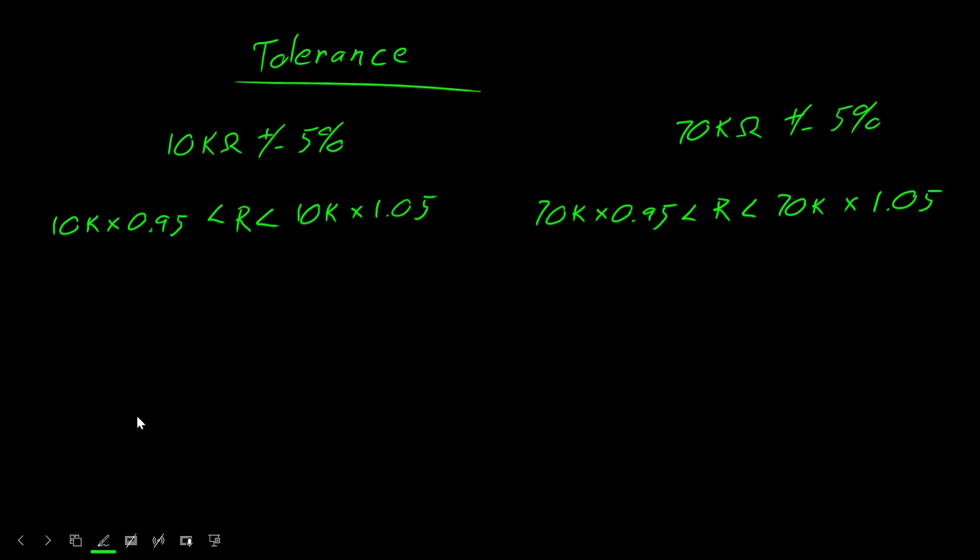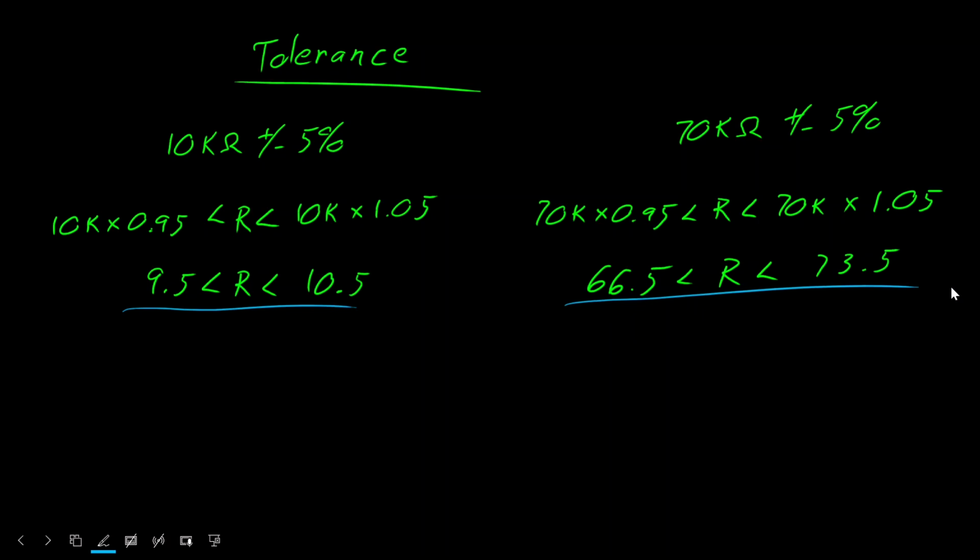Solving for the values, that means that our input resistor can go from 9.5K up to 10.5K, whereas our feedback resistor can range from 66.5K all the way up to 73.5K. This is normal. This is the range of values you would expect if you purchased a 5% resistor.